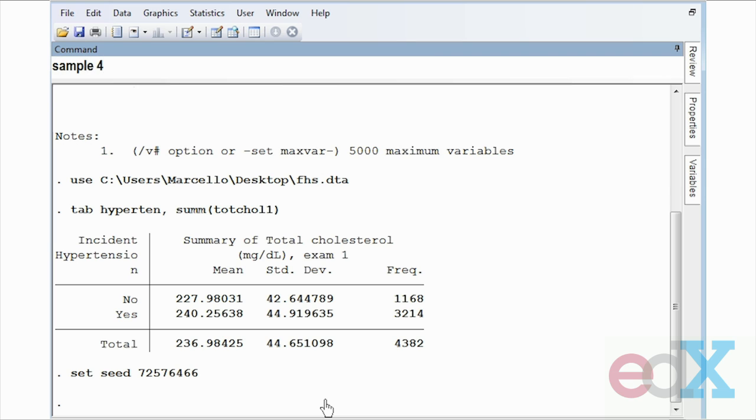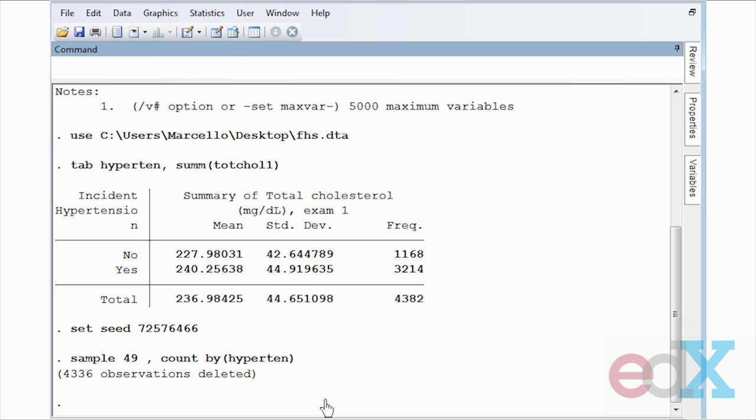Let's say a sample of size 49, but let's get one from each. So sample size 49 from each. We'll do that by hypertension. There we have it. Now let's take a look at what we have in our sample.